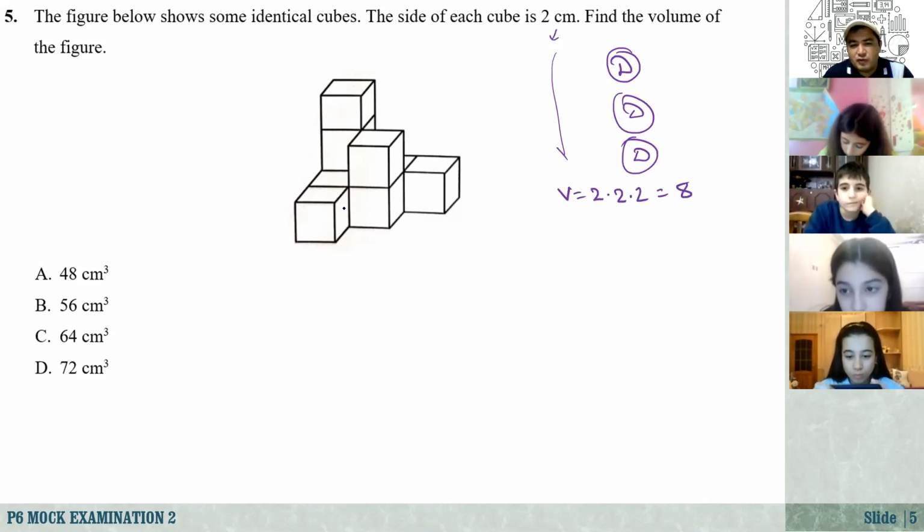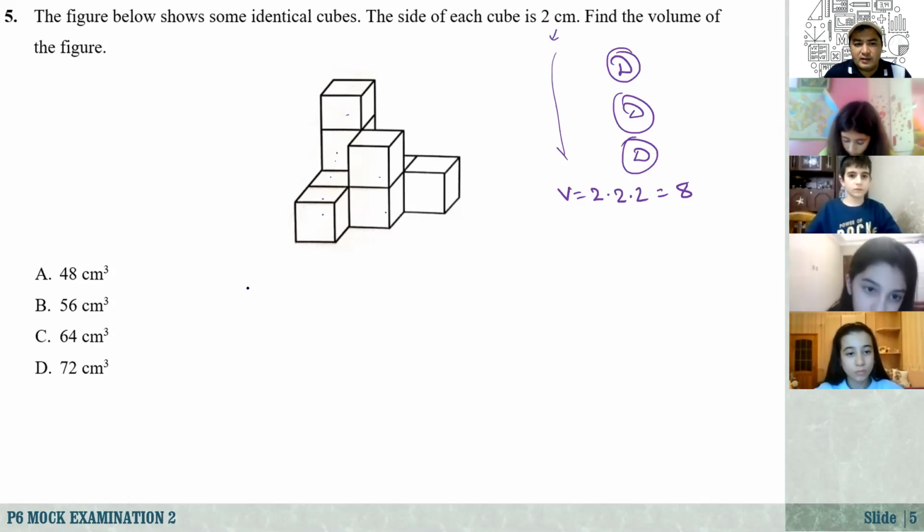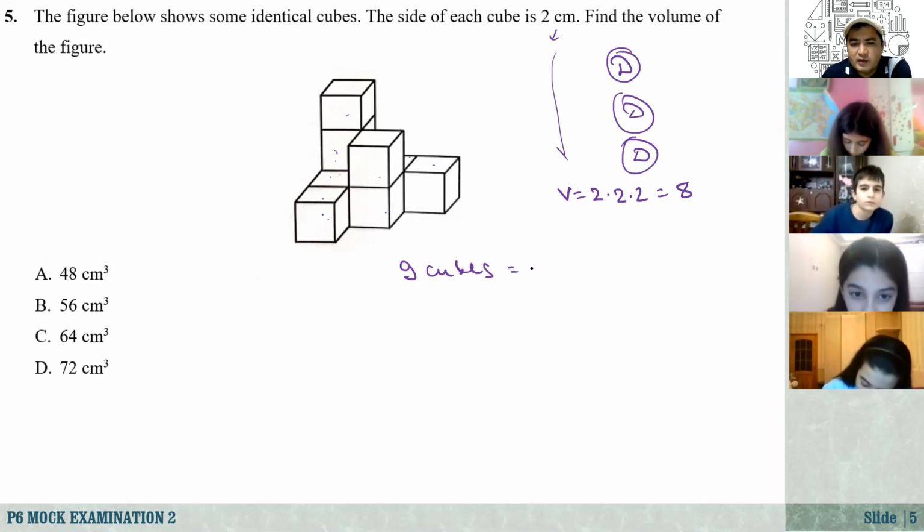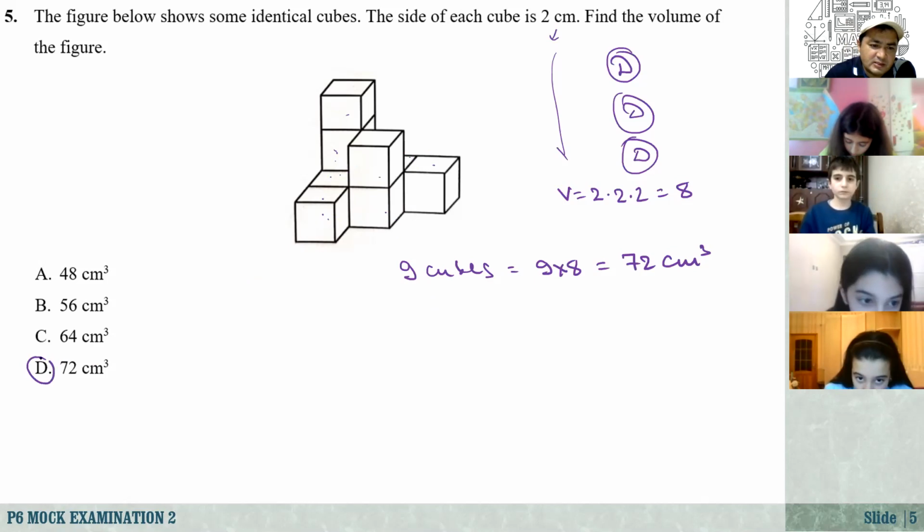Now, how many cubes do we have here? Here we have 1, 2, 3, 4, 5, 6, 7, 8, 9. So here we have 9 cubes, right? 9 cubes here. So the volume of one cube is 8. So that's equal to 72 cm cubed. So the correct answer is D.